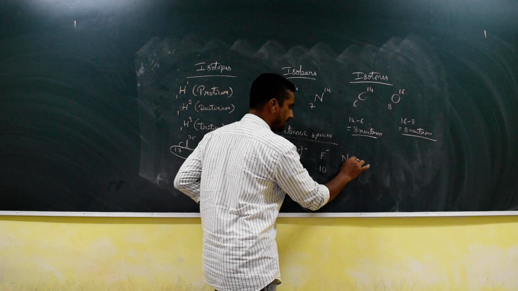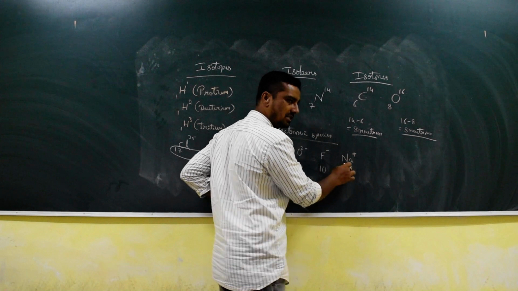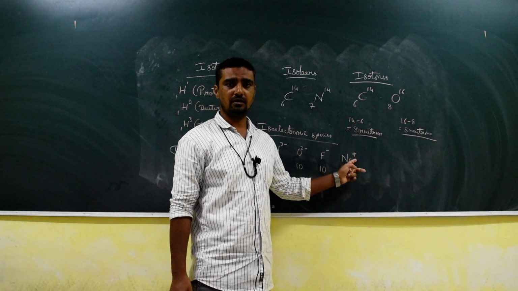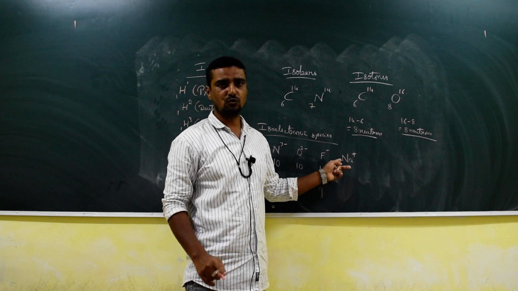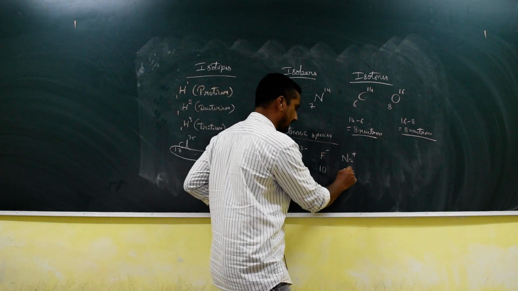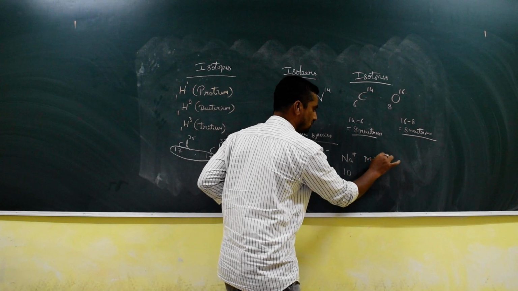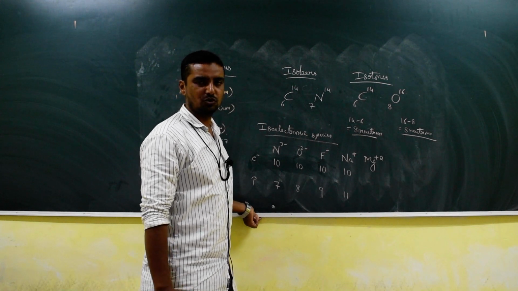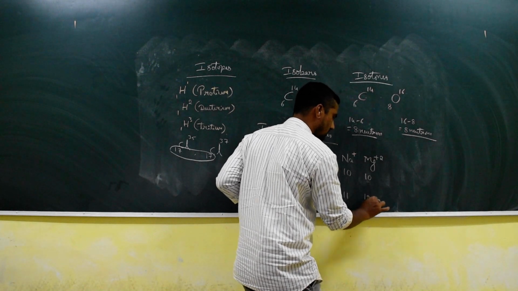If we go for Na plus, because the atomic number is 11, this plus indicates the deficiency of electrons. 1 plus means 1 electron is less compared to the atomic number. So the atomic number of sodium is 11, 1 plus means 1 electron is reduced, so again it becomes 10. The number of protons is 11. If we go for Mg 2 plus, the atomic number of magnesium is 12. Plus 2 means 2 electrons are reduced, so again it becomes 10. The number of protons is 12.